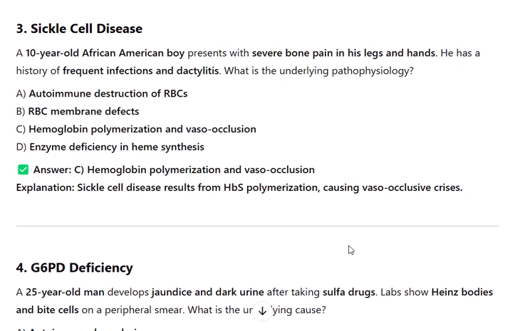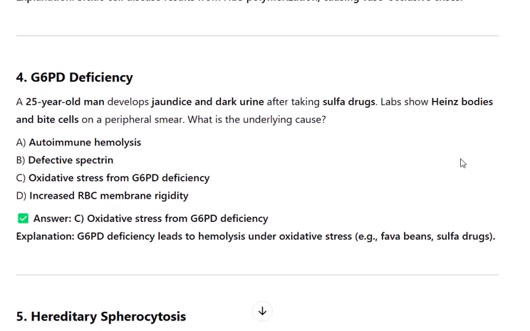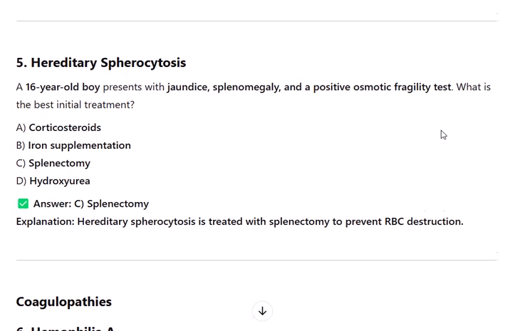5. Hereditary spherocytosis. A 16-year-old boy presents with jaundice, splenomegaly, and a positive osmotic fragility test. What is the best initial treatment? A. Corticosteroids. B. Iron supplementation. C. Splenectomy. D. Hydroxyurea. Answer: splenectomy. Explanation: hereditary spherocytosis is treated with splenectomy to prevent RBC destruction.